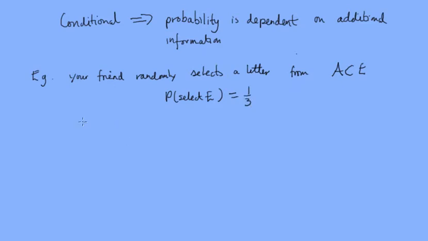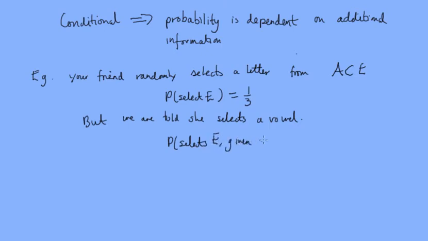However, now let's consider we are told she selects a vowel. So the probability that she selects E, given she selects a vowel, is now going to be, so there's 2 vowels, so it's going to be 1 in 2.